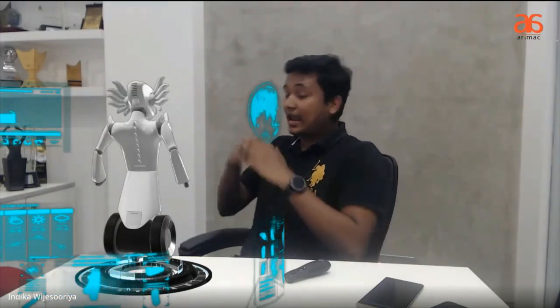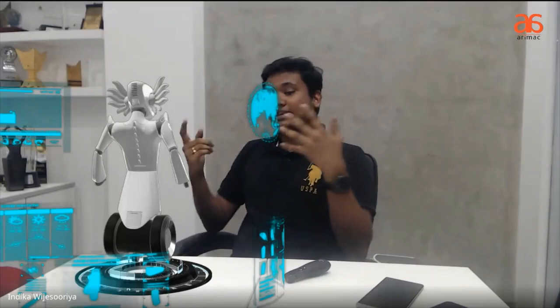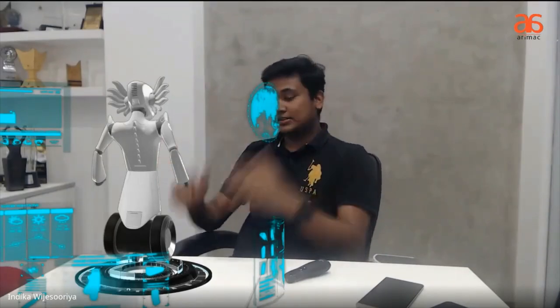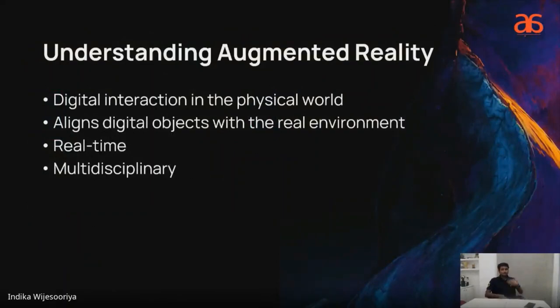So I have this whole augmented reality content on top of the table. When it comes to augmented reality, what is actually happening is a combination of the digital components that you see here with the physical world, and it aligns with all the physical components. Most importantly, the interaction with the world is real time. If I try to tap it, I can have some sort of interaction with the AR world, right? Also, I need to mention that this field is multidisciplinary. That means it is not just programming, but a combination of art and tech in one field. So let's go back to the presentation. As I said, it is a digital interaction in the physical world. It aligns with the real environment.